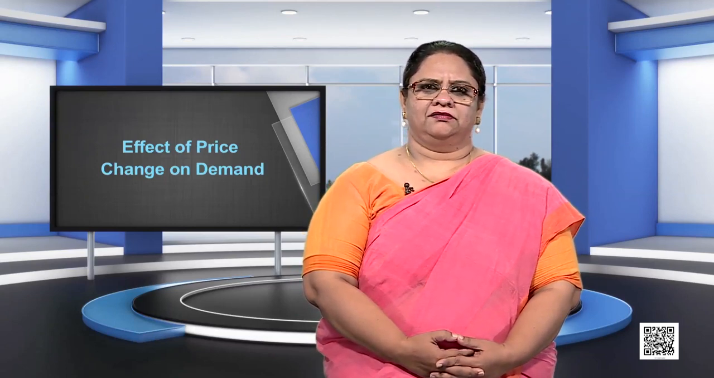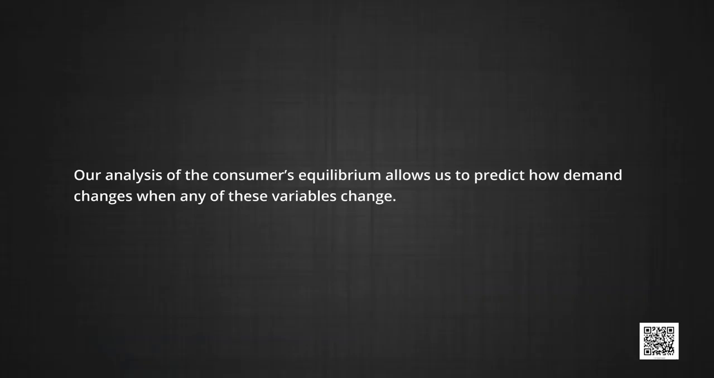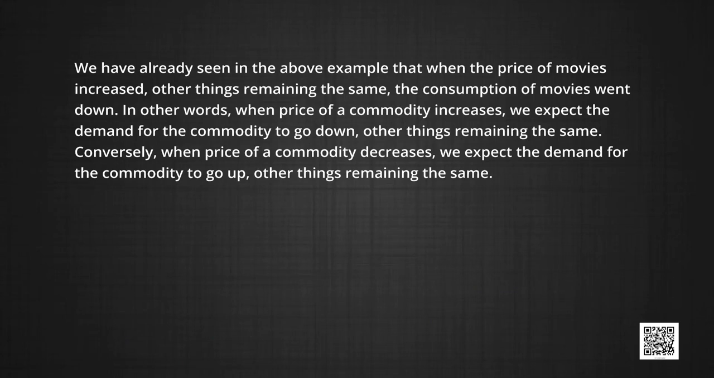Let us explore the effect of a price change on demand. So, if the price of the commodity changes, our analysis of consumer's equilibrium allows us to predict how demand changes when any of these variables change. In order to achieve clarity on the matter, economists use a strategy to change only one variable at a time, keeping all other variables unchanged. We have already seen in the above example that when the price of movies increases, other things remaining the same, the consumption of movies went down. In other words, when the price of a commodity increases, we expect the demand for that commodity to go down, other things remaining the same.